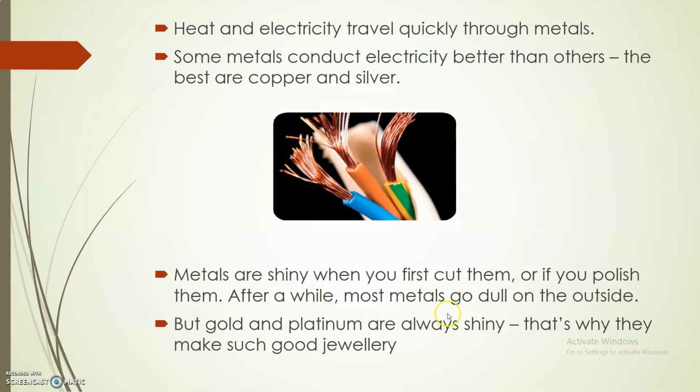Metals are shiny when you first cut them or if you polish them. After a while, most metals go dull on the outside. This is one normal case which you see in your daily life. But there is one exception. Gold and platinum are always shiny. So you can imagine why gold and platinum are used for making jewelry, right? They are very expensive because they are always shiny. Even if we wash them or scratch them, they are still shiny.